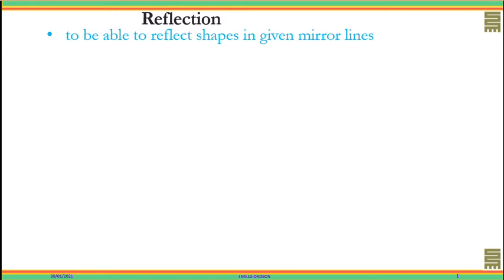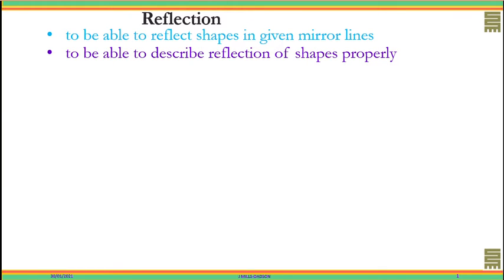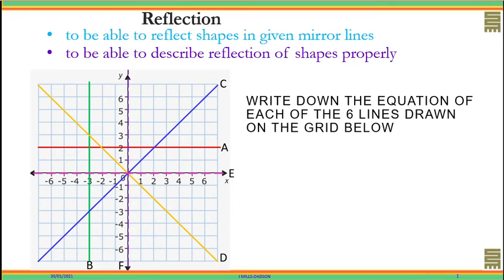By the end of the lesson, I hope that you will be able to reflect shapes in given mirror lines, and you will also be able to describe reflection of shapes properly using the right keywords. Before we start, can you spend a couple of minutes to see if you can get the equation of all these 6 lines?